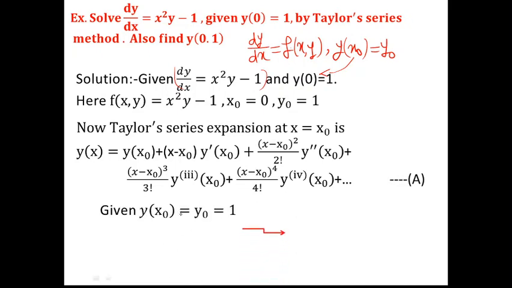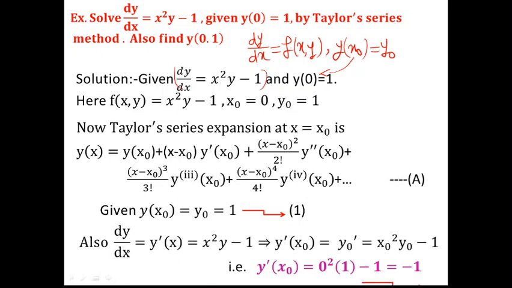So y at x0 is equal to y0, which is given. This is y0, which is 1. Again, one more thing is always given. What is that? The first derivative, which is the given differential equation. So dy by dx is y dash of x, which is x square y minus 1. From this, just put x as x0 and get its value. So you will have y dash of x0 equal to, substituting all the required values, minus 1.